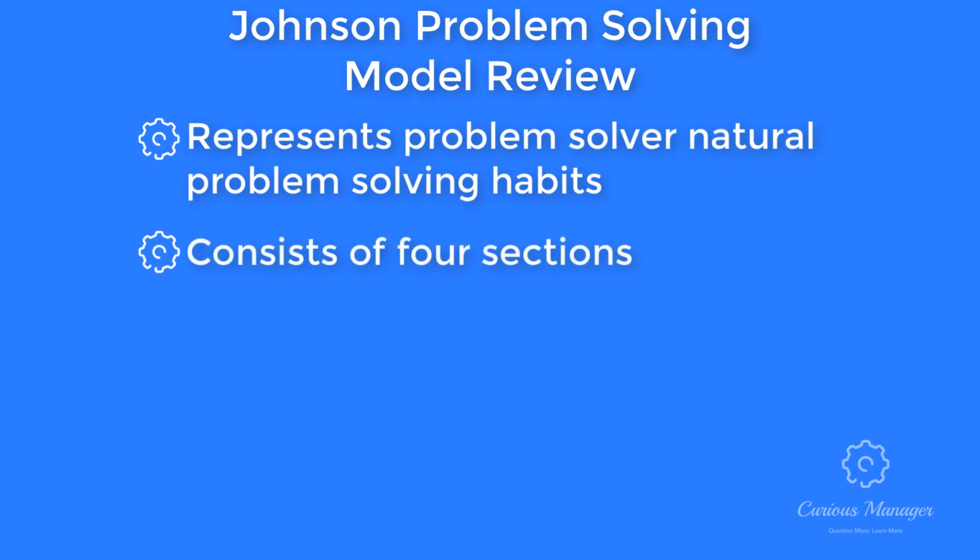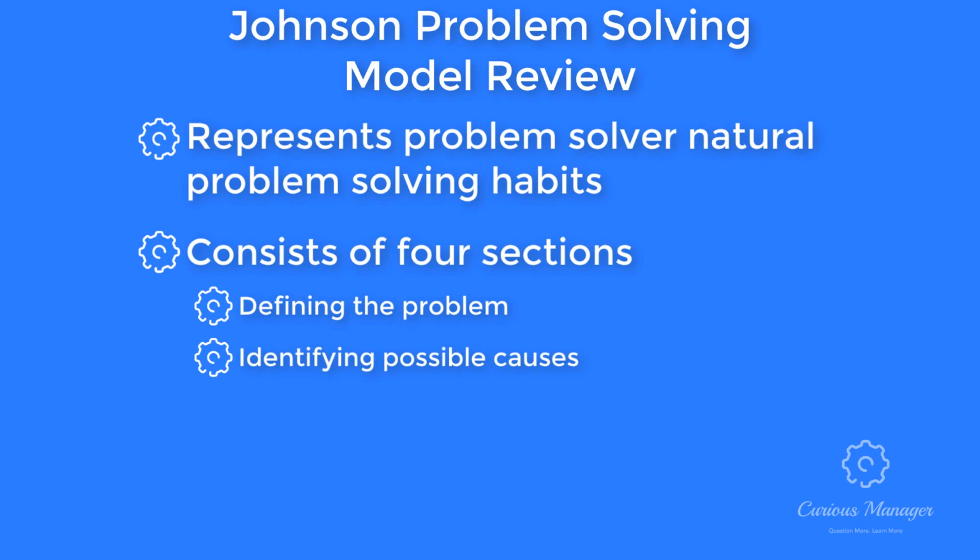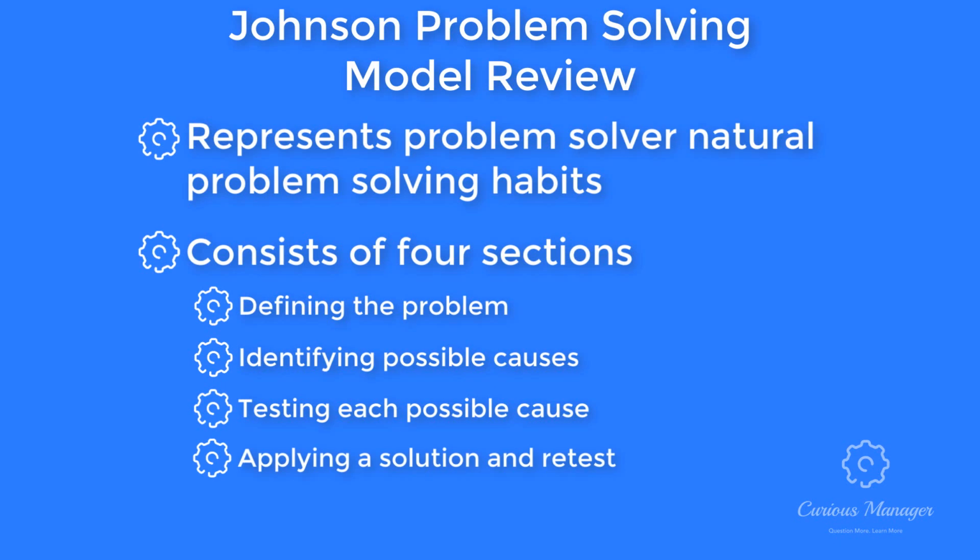Number 1. Defining the problem, where information related to the problem is gathered and interpreted. Number 2. Identifying possible causes, in which the most likely causes or hypotheses are identified and ranked based upon how likely they are to occur. Number 3. Testing each possible cause, where the most likely possible cause is selected and tested for. Information related to the problem and the cause is recorded, the results of the test are interpreted, and the possible cause is validated. The fourth section, applying a solution and retesting, identifies the best solution to resolve the possible cause, applies the solution to the system, and then retests the system to verify the solution has resolved the problem.